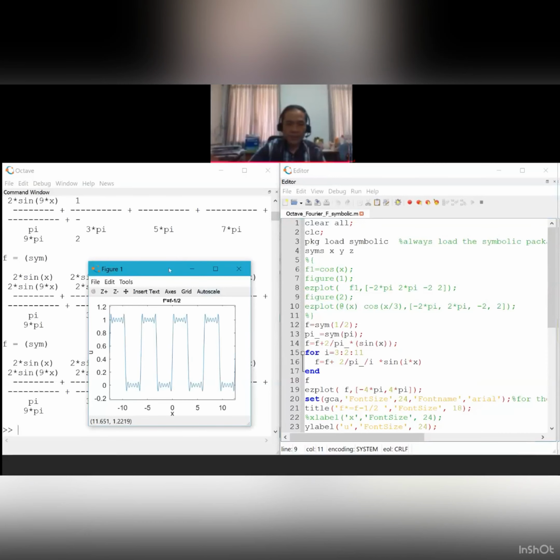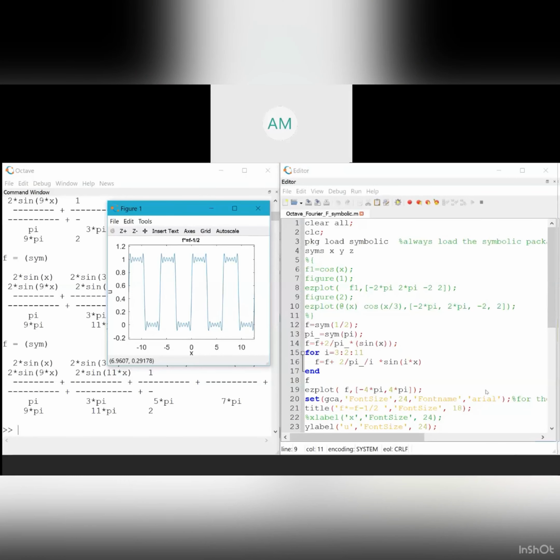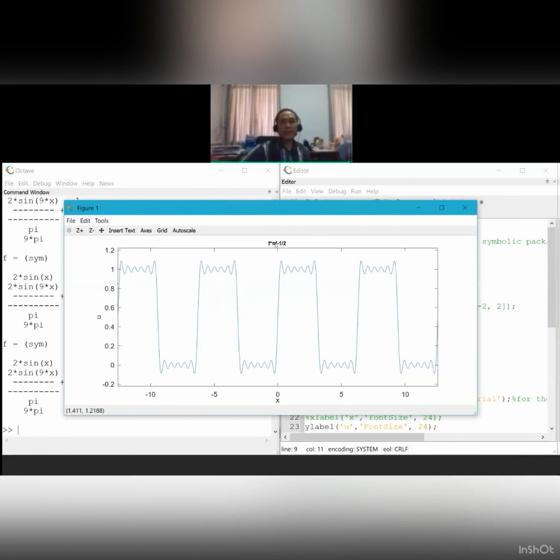Can you see the graph here? So this is the graph. Yes, I can see it. Nampak tak? Can you see the graph here? Nampak. So this is the graph, and from this graph, we try to explain to them step by step.